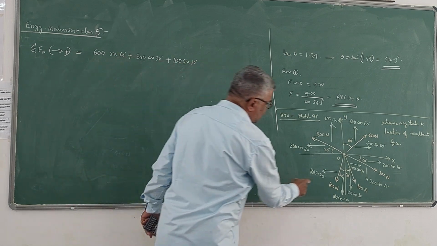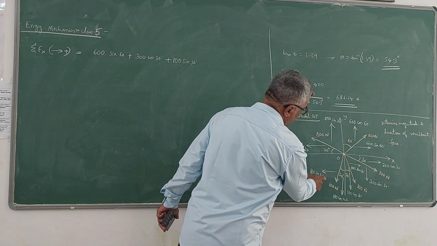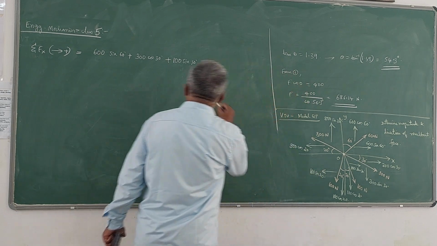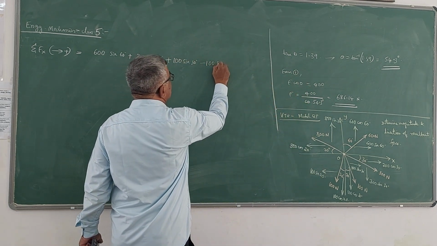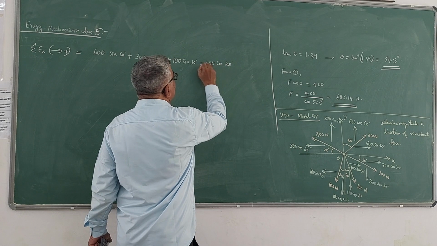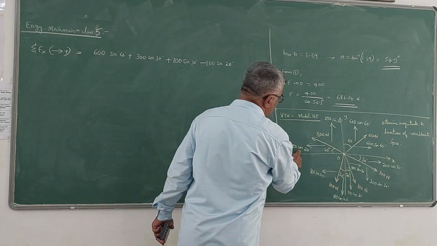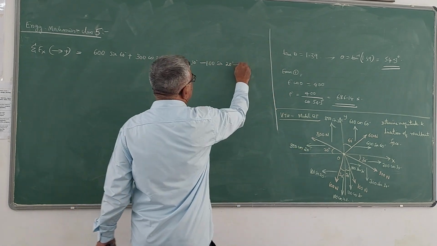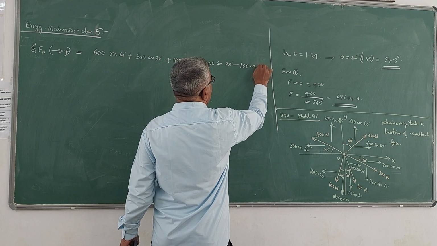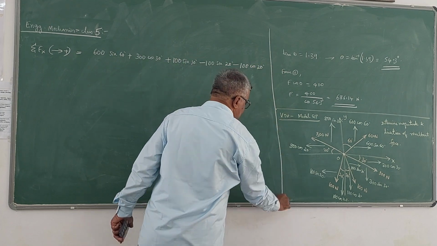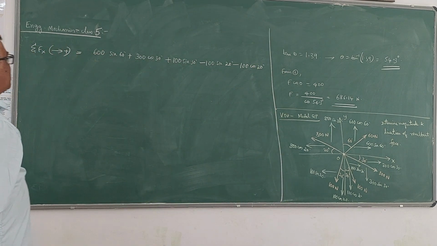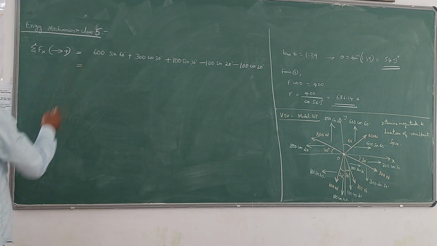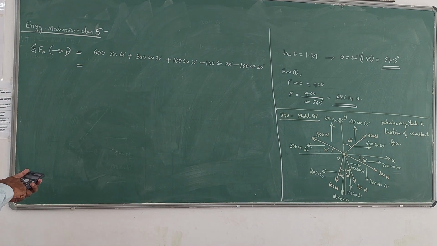Then you have this force, minus 100 sin 20. Then you have this force 100 cos 20 negative, minus 100 cos 20. So these are the components, algebraic sum. Now if you simplify this, let us see how much we are going to get.